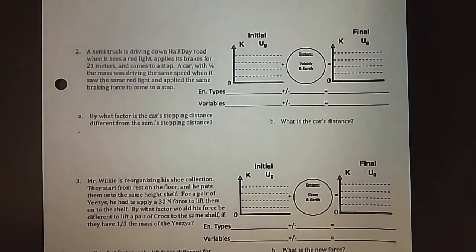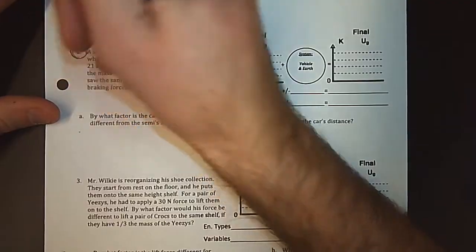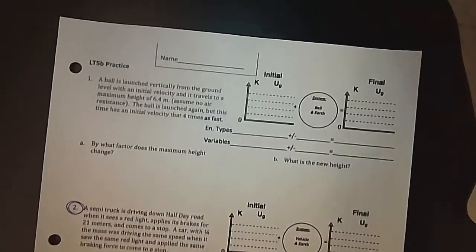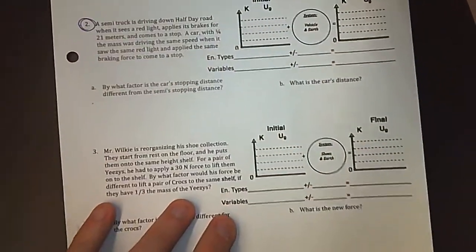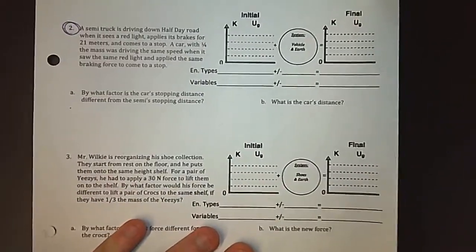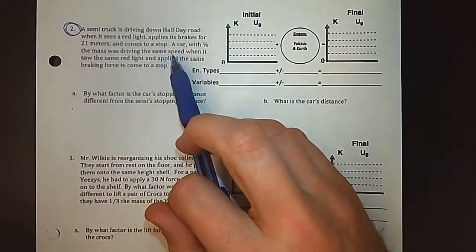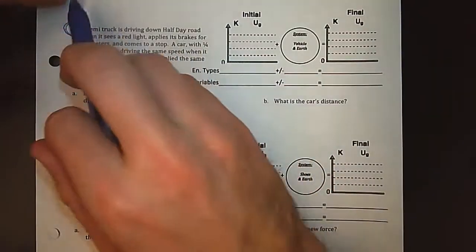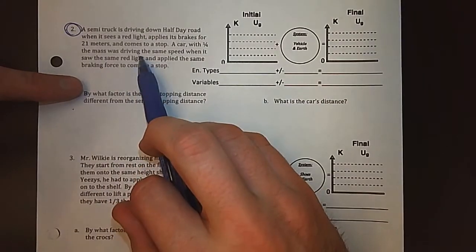Hello, it's Mr. Wolf, and in this video I am going to be going over a proportional reasoning problem with energy. So I'm specifically going to go over number 2 in the proportional reasoning practice worksheet. And in the problem it says that a semi-truck is driving down Half-Day Road when it sees a red light, applies its brakes for 21 meters as it comes to a stop.